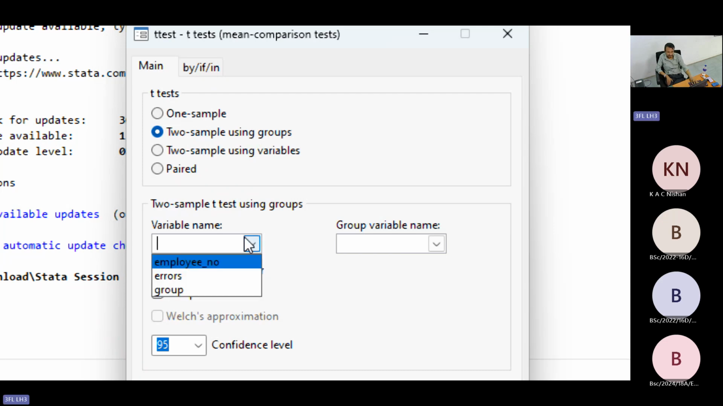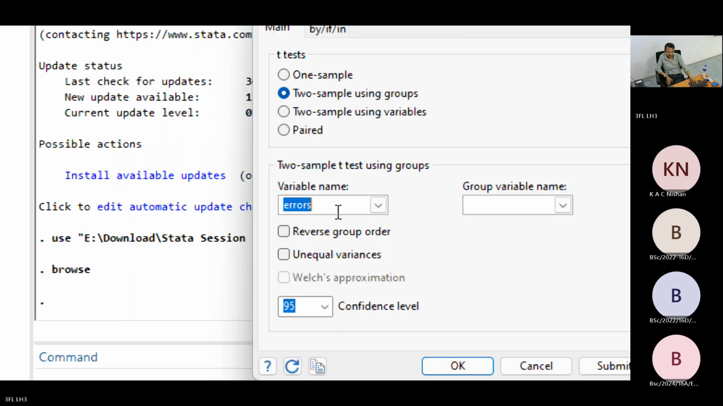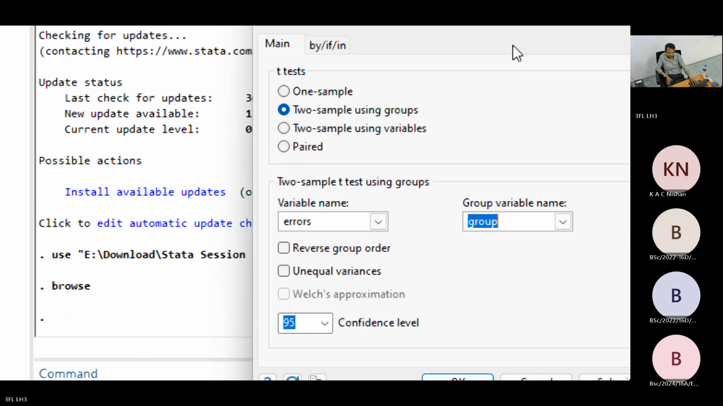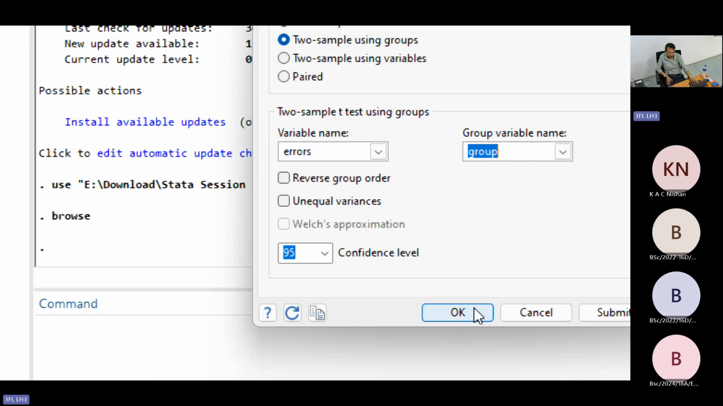The variable name is what? Errors. And grouping name is errors and the group. Right? Errors and group. Right, that's it. I will press OK. Shall I press OK? Is it okay to press OK?